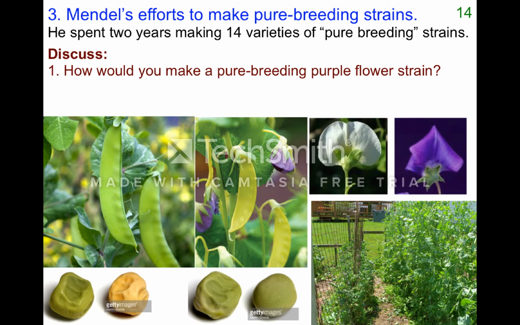One is to discuss how you would make a pure breeding purple flower strain, knowing that purple is fully dominant and white is recessive. How do you make a group of plants that, when they make offspring, all of the offspring are always purple flowered for many, many generations? What steps would you take to make that?